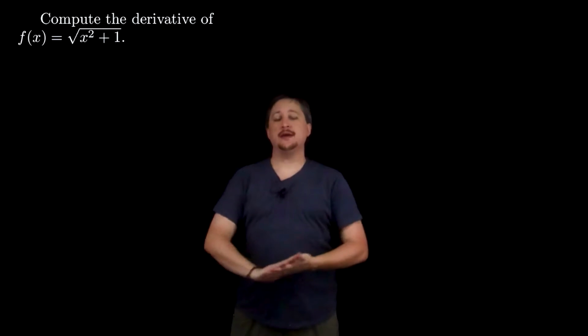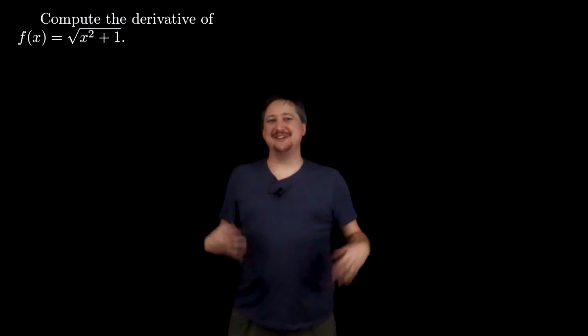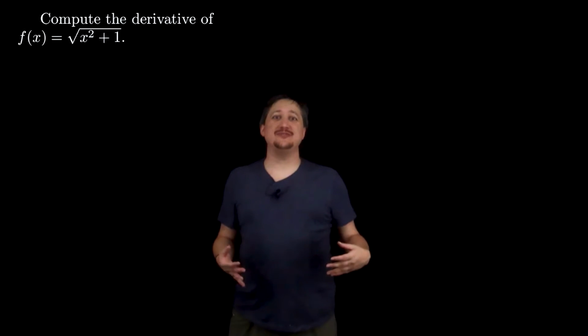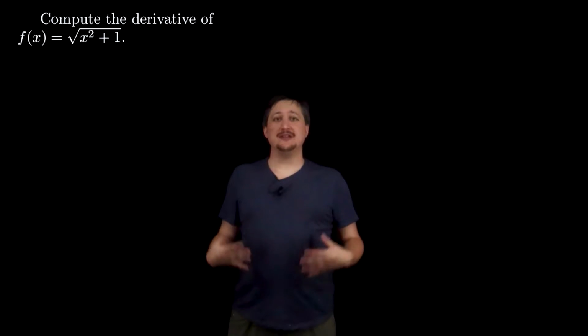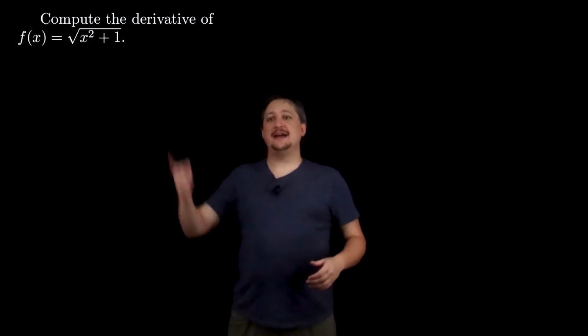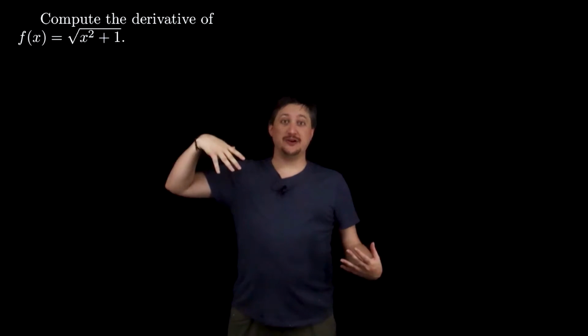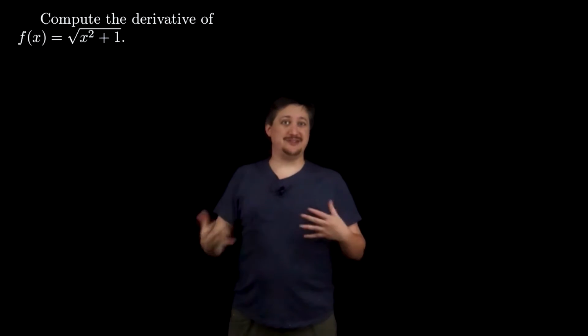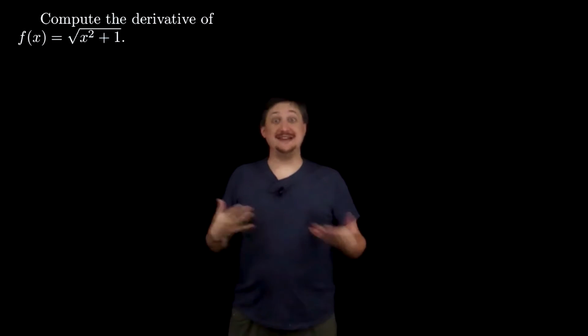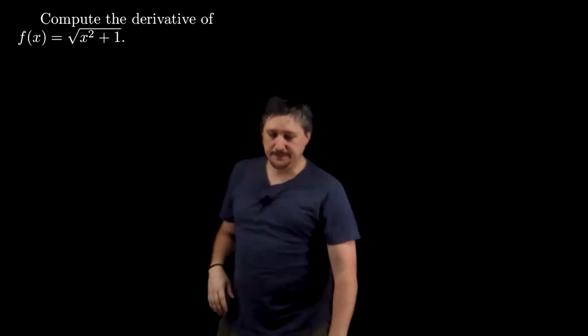Hello. So in this problem, we are computing more derivatives, but here we are going to need to use the chain rule, right? So chain rule occurs when you have nested functions, functions within functions. And looking at our problem here, we have a square root, but then we have an x squared plus 1 inside. So we have basically a function, x squared plus 1, inside another function, square root. So that's why we're going to need the chain rule, okay?